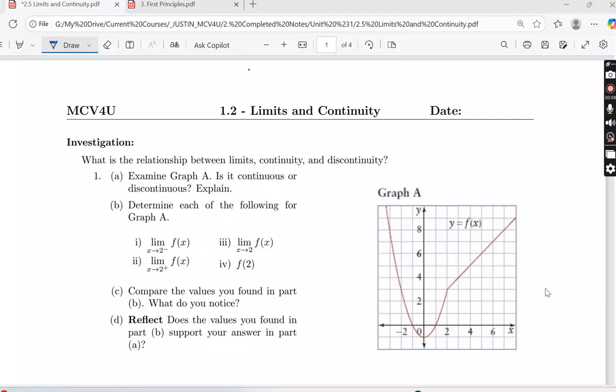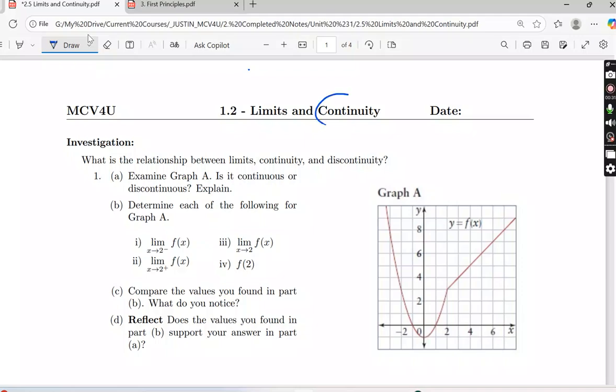Hi everybody. This is the video for lesson 1.2, Limits and Continuity. So we are going to piggyback off of our last lesson where we talked about limits and how limits exist if the left-hand limit and the right-hand limit both exist and they are equal to each other. Today we're going to talk about the concept of continuity.